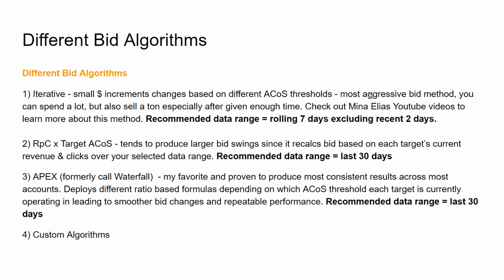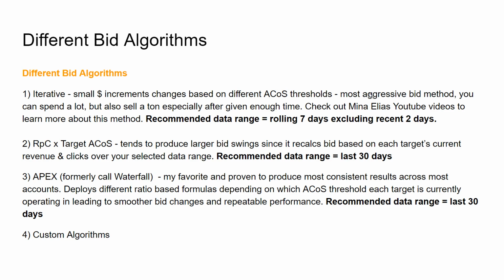It tends to do very well in accounts that have some budget to spend. You can spend a lot, but you can also sell just a ton. So especially once you get things dialed in. Data source range, you're going to do a rolling 7 days, excluding the past 2 days, as opposed to these other ratio-based methods, which are going to be either 30 or 60-day data sources. So you're really getting a good snapshot of how the current landscape is on that 7-day, as close to today as possible, and you're making those incremental changes based on your current metrics and just trying to dial in your performance. So it's a good strategy for sure. If you've got budget to spend, that's definitely one that you'd want to test.